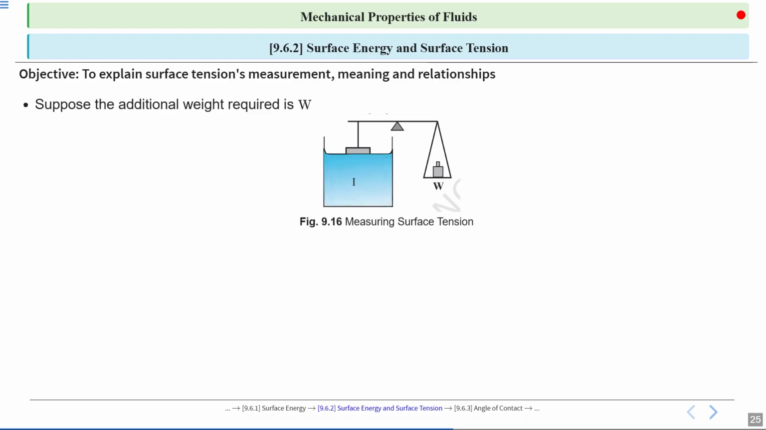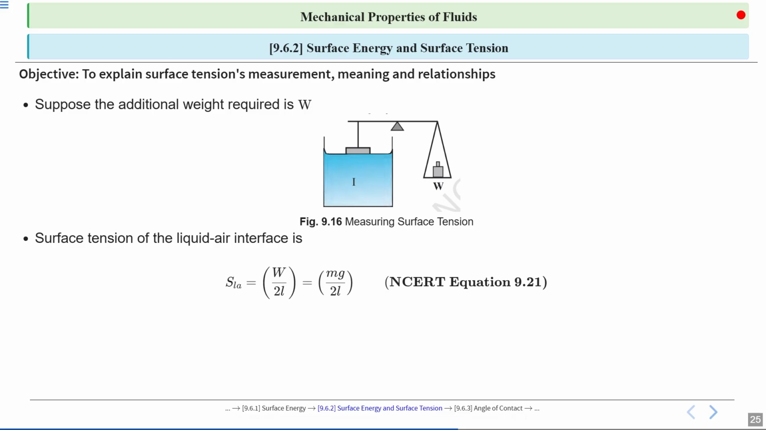Take a look at diagram 9.16, measuring surface tension. It shows a typical experimental setup for measuring surface tension: the plate partially immersed in the liquid and the weights being added. This visual helps us connect the concept to a real experiment, making it easier to understand how surface tension is measured in practice. Now let's talk about how we actually calculate the surface tension from this experiment. The surface tension at the liquid-air interface is what we are interested in. We will use the measurements from our setup to find its value.